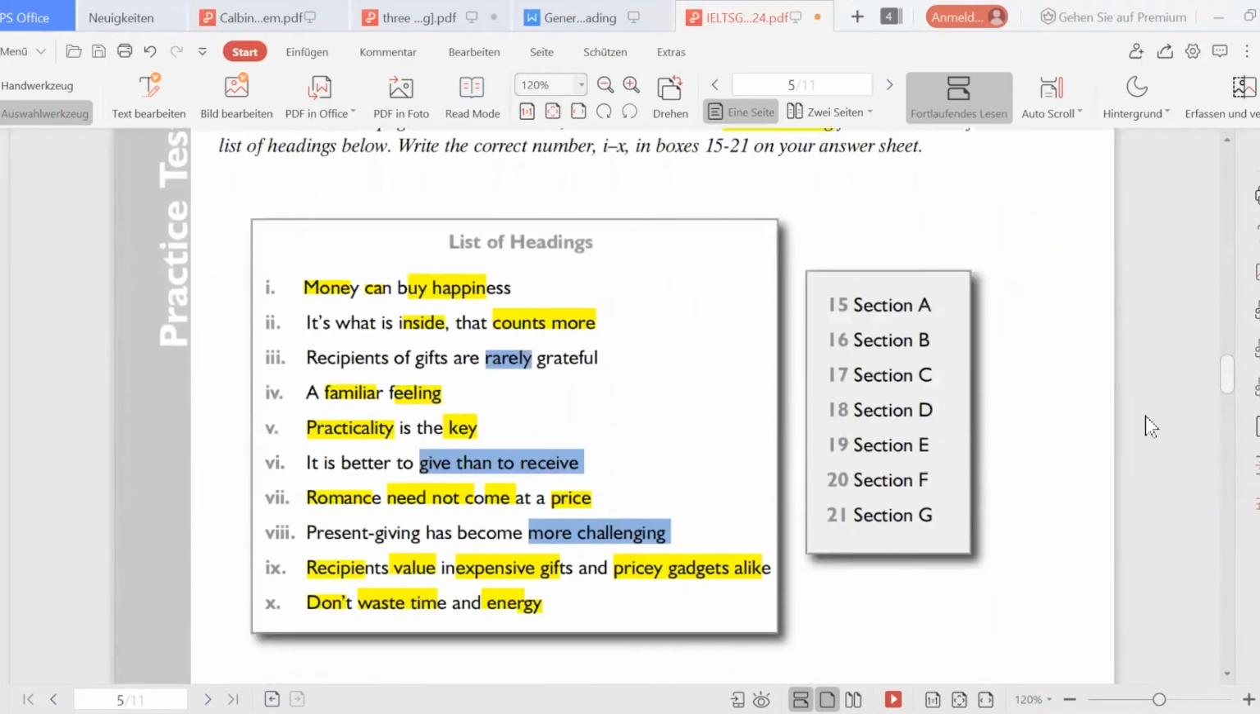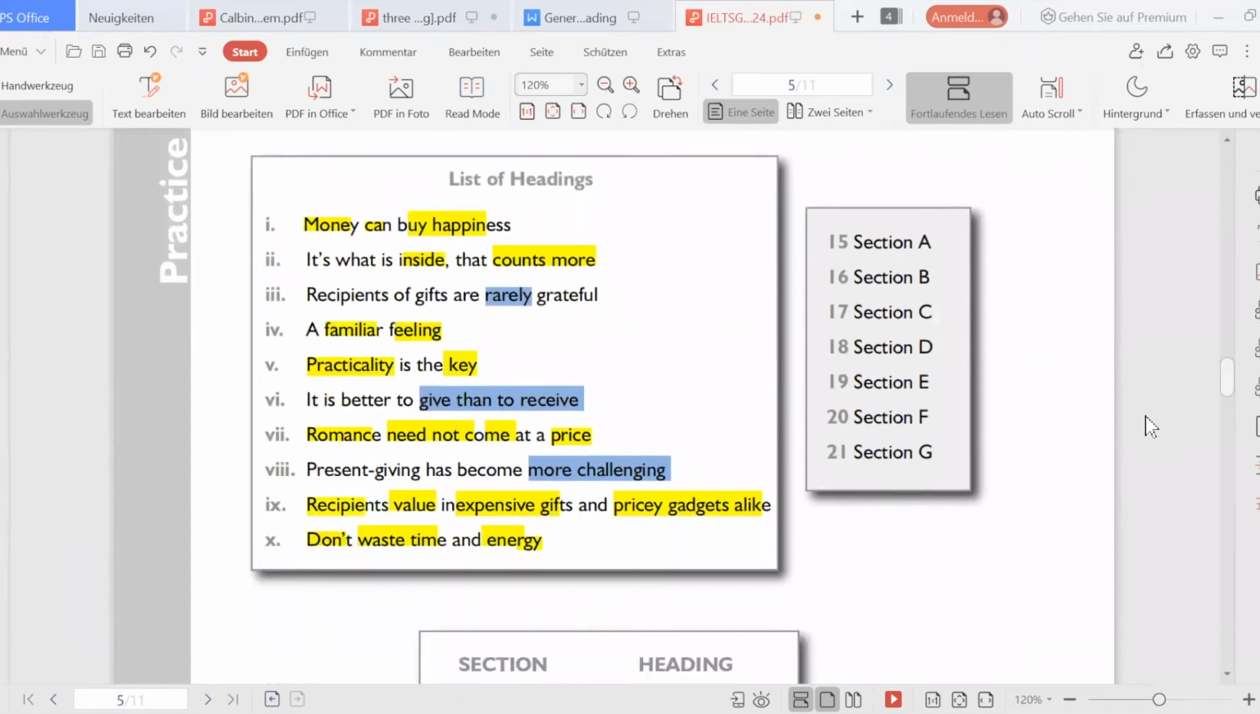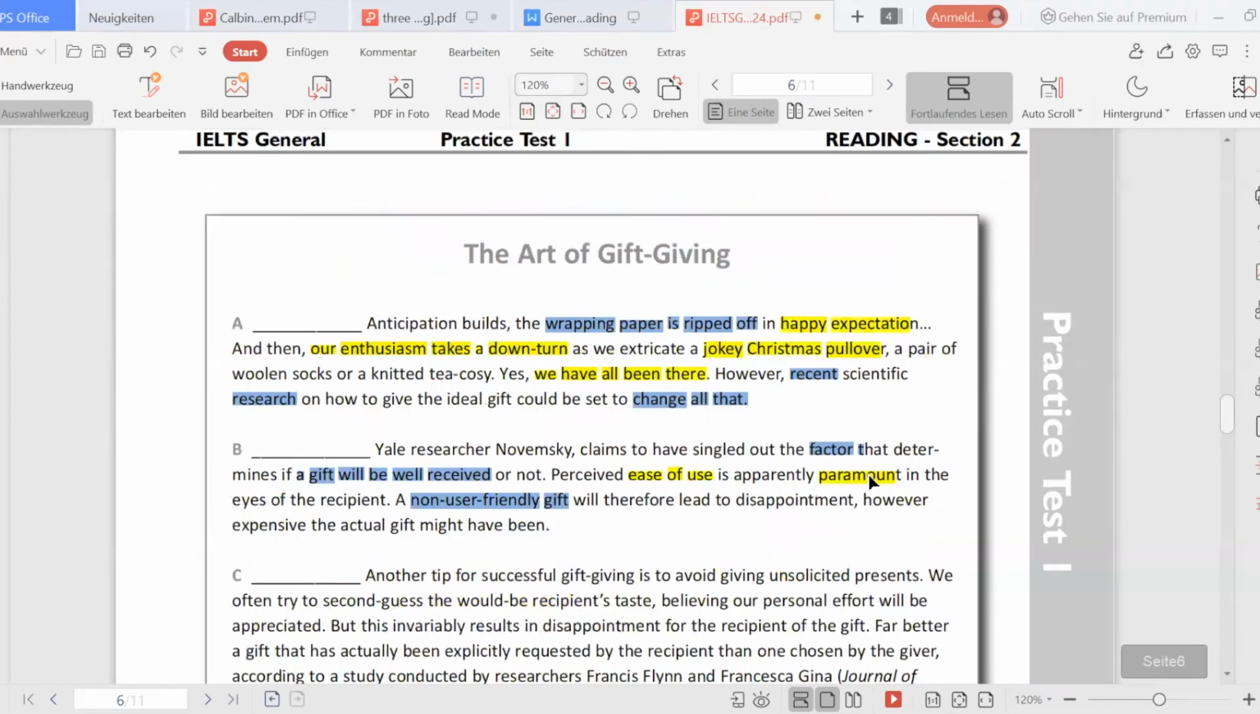And then we will see which answer we're looking at here. We really should not look any further other than the letter V. Practicality is the key. You've got the keyword expressed here. The word key is what is paramount. That is it. And then practicality is the ease of use. So the correct heading is B.